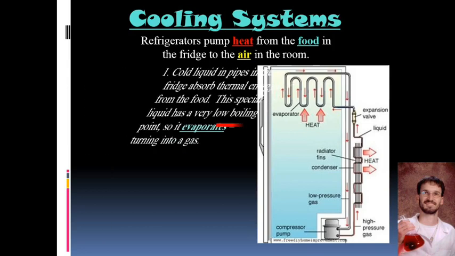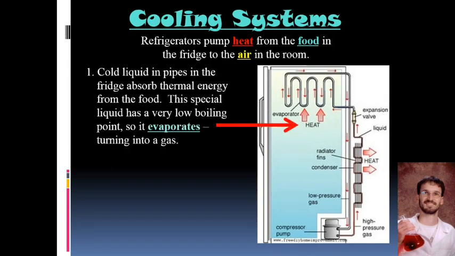And it does it through a series of steps. So step one, you have these pipes inside your fridge, inside the walls of your fridge. They contain a liquid, a special liquid called a refrigerant. And the refrigerant can evaporate at really low boiling points. So it would normally be a gas, if you want to think about it that way.